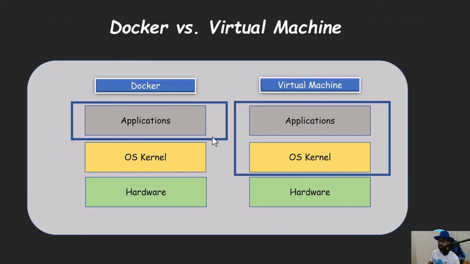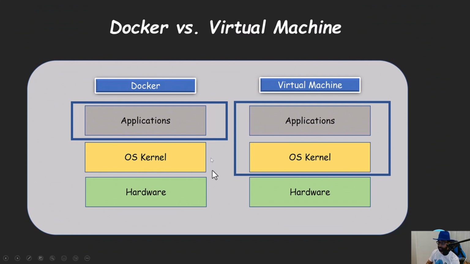Okay, so now what is the difference between a virtual machine and a Docker container? Well, both virtual machines and Docker actually virtualize something, but this something is different. So for a virtual machine, virtualization happens on the two layers: the operating system kernel and the applications. Okay, so a VM, a virtual machine, virtualizes the two layers: operating system kernel and the applications. On the other hand, a Docker container only virtualizes the applications layer, which is the second layer.